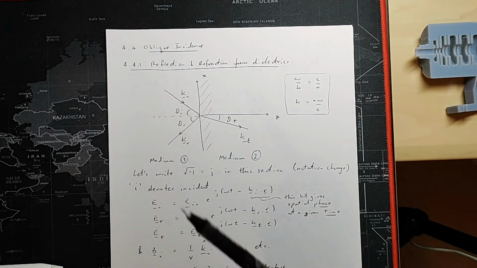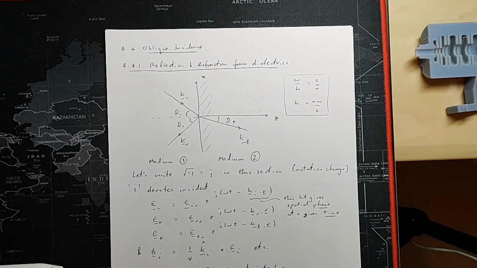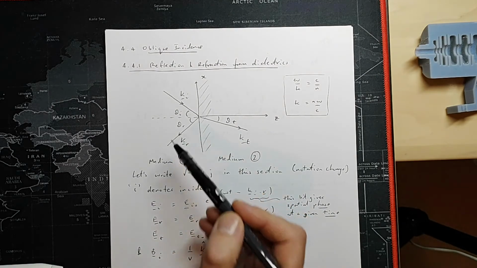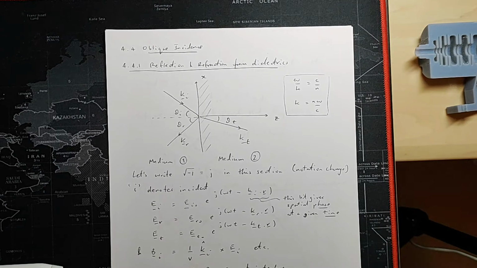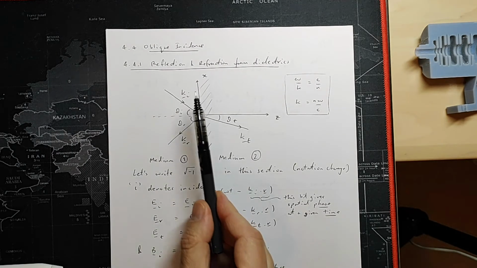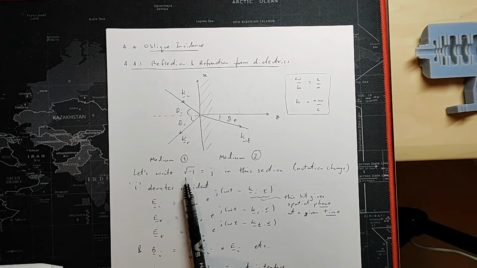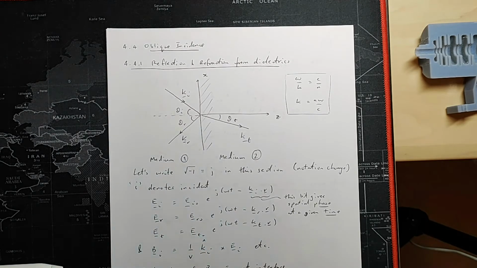And our job is to calculate what kr and kt are correspondingly for the reflected component and for the transmitted component into medium 2. And because we're going to be using I for the incident component, we're going to write for this section that the square root of -1 is equal to j. So it's a brief note and temporary notation change. So I now denotes the incident electromagnetic wave.